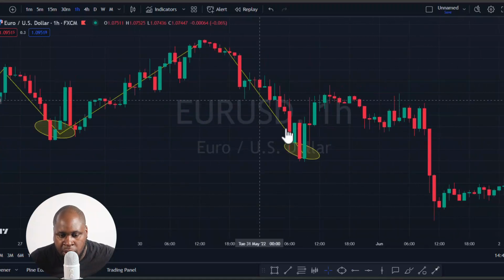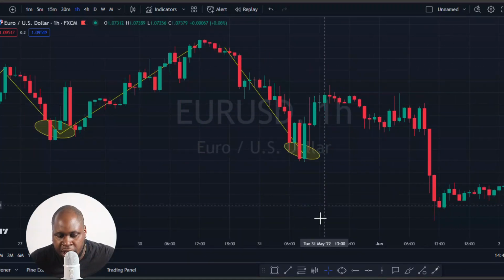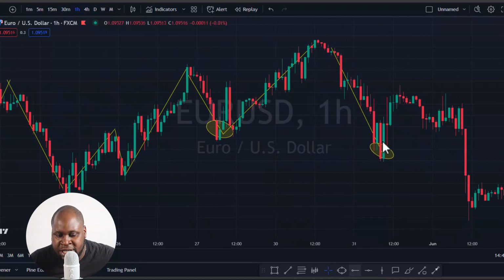So I will demonstrate. So we had a move to the downside right over here. So now, as I'm looking at the retest, I don't want the retest to pass the previous high up here.